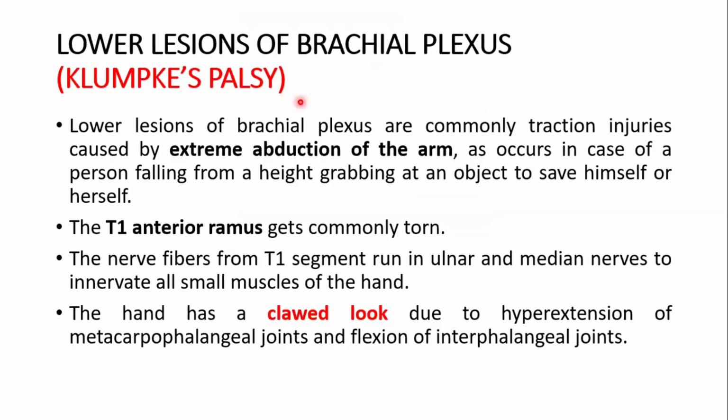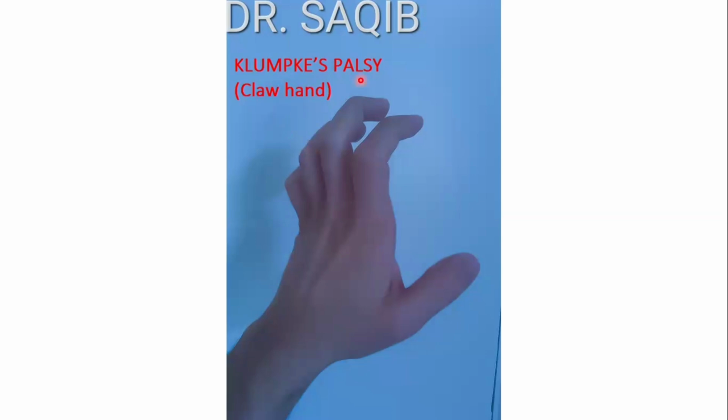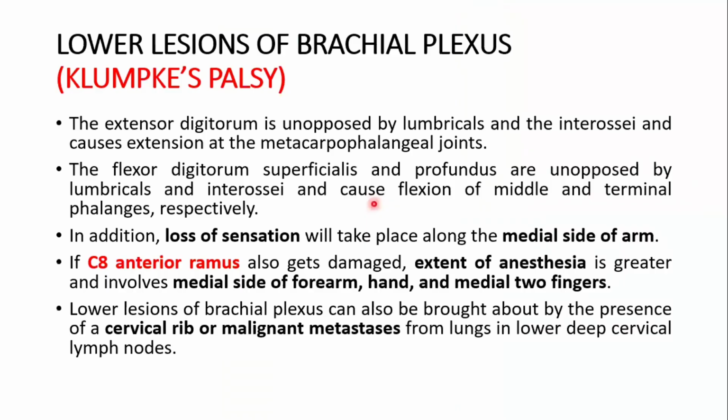The T1 anterior ramus is commonly torn. The nerve fibers from the T1 segment run in the ulnar and median nerves to innervate all small muscles of the hand. The hand has a clawed look, the claw hand, due to hyperextension of the metacarpophalangeal joints and flexion of the interphalangeal joints. Here you could see this is Klumpke's palsy, claw hand. Here you could see the position of the metacarpophalangeal and interphalangeal joints. The interphalangeal joints are flexed and the metacarpophalangeal joints are extended. This is due to the lesion of the lumbricals and interossei.